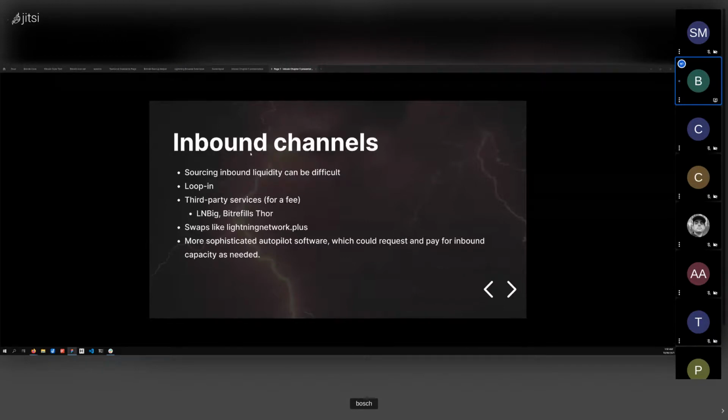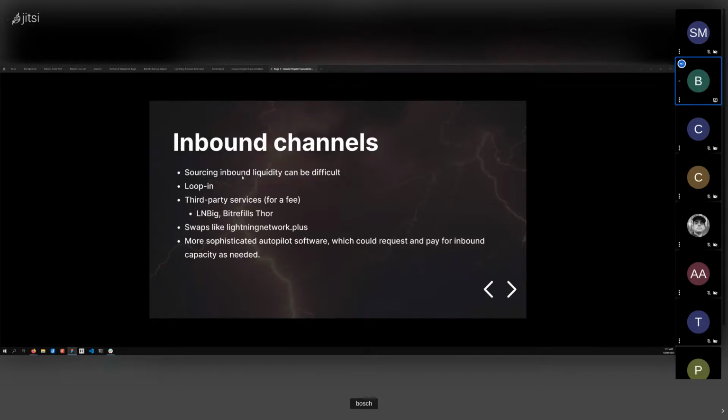So, going into detail on inbound channels. At the moment, generally, if you open a channel with someone, it will just be a one-way thing, unless you use a service to open a cooperative channel, or you use a loop-based thing to get inbound liquidity. In the past, sourcing inbound liquidity was always a big issue. It still kind of is, but it's definitely gotten a lot better in the last few years.